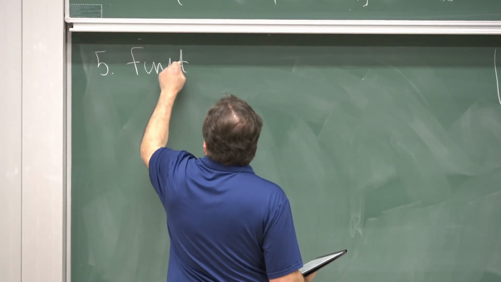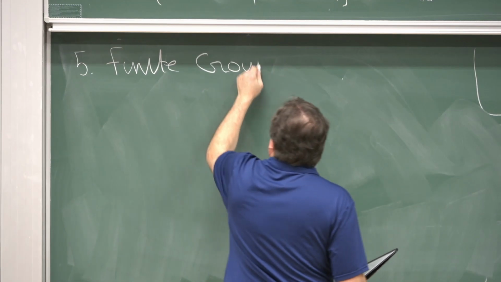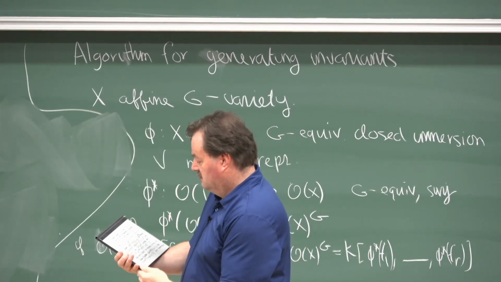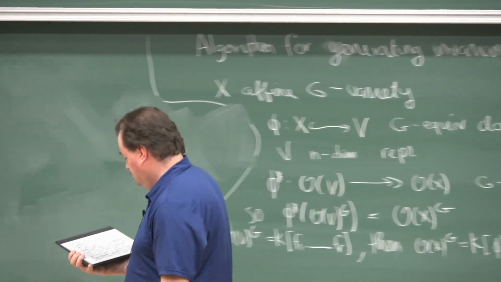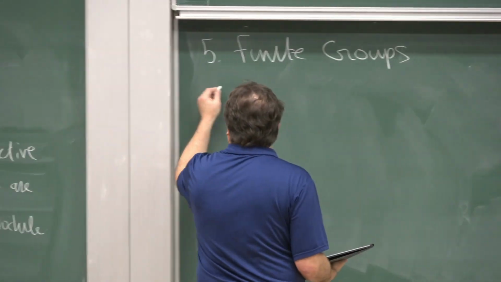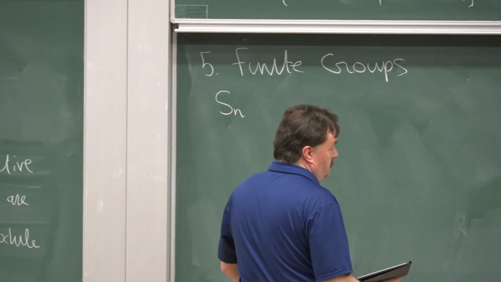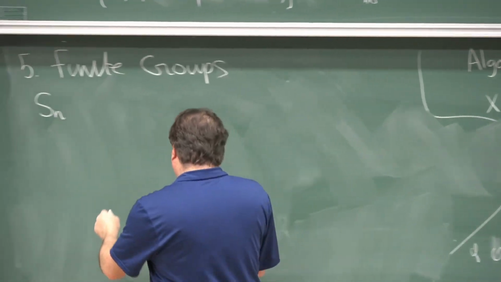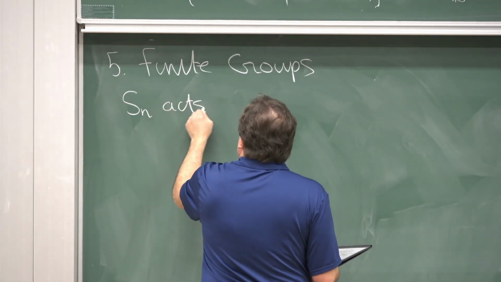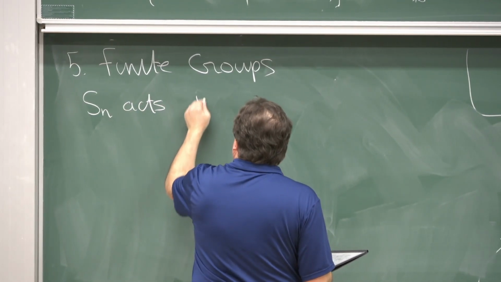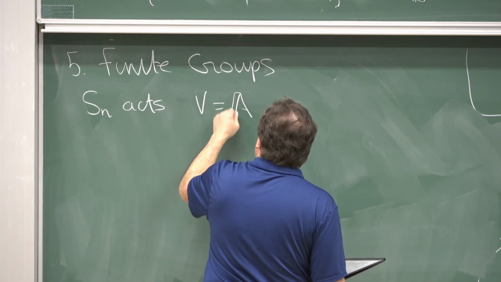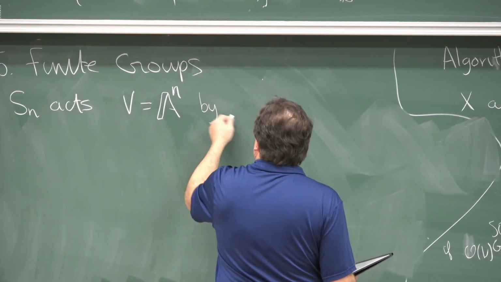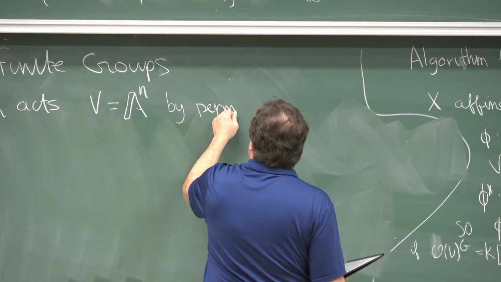Okay, finite groups. Probably won't get far, there's not too much time left, but I'll start with at least a simple example that probably most people are familiar with already. You know, Sn acts on n-dimensional affine space by permutations, right? By permuting coordinates.